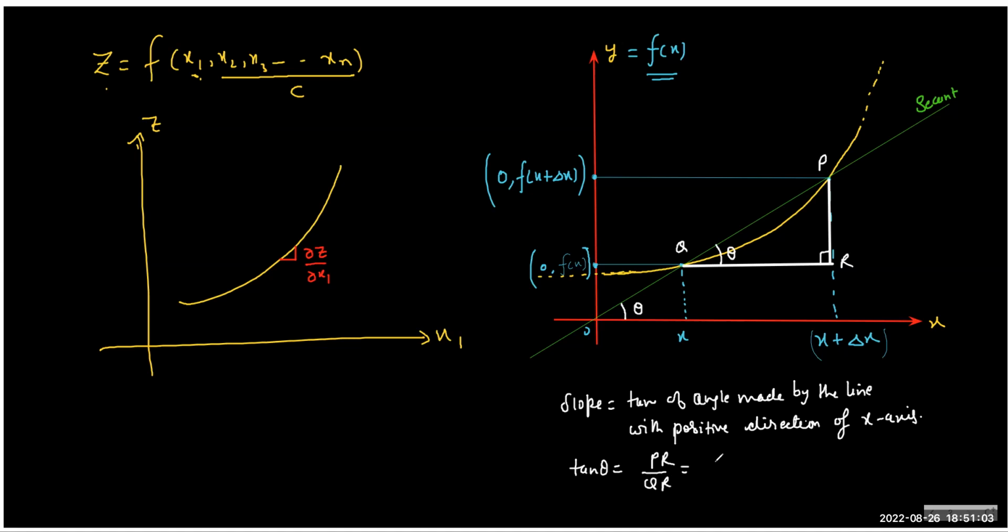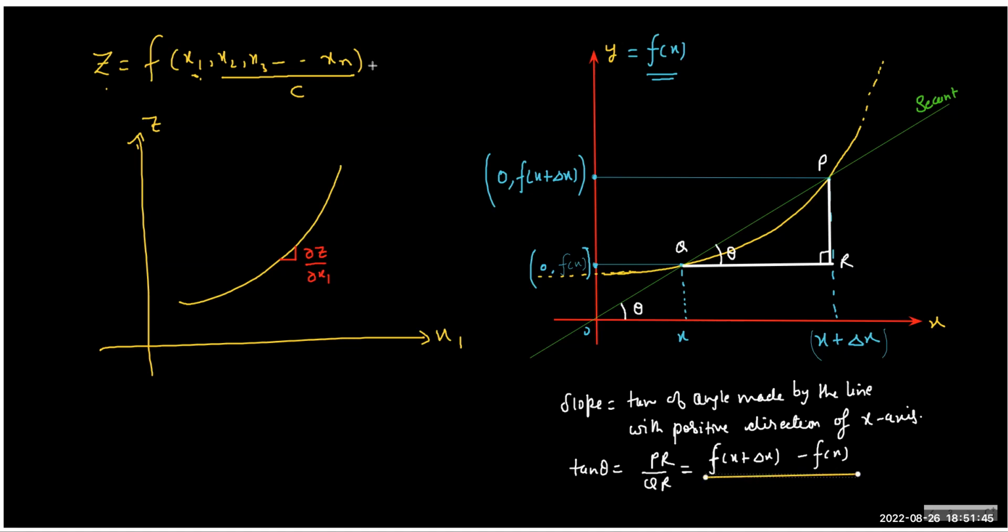What is PR, by the way? Looking at the y-axis, can we write it in some other way? What is PR equal to? If you look at the y-axis, it's the difference of which two numbers? y2 minus y1. But I haven't written y2 anywhere, right? Sir, f of x plus delta x minus f of x. Excellent. Was this difficult to see? Tell me, guys. No, sir.